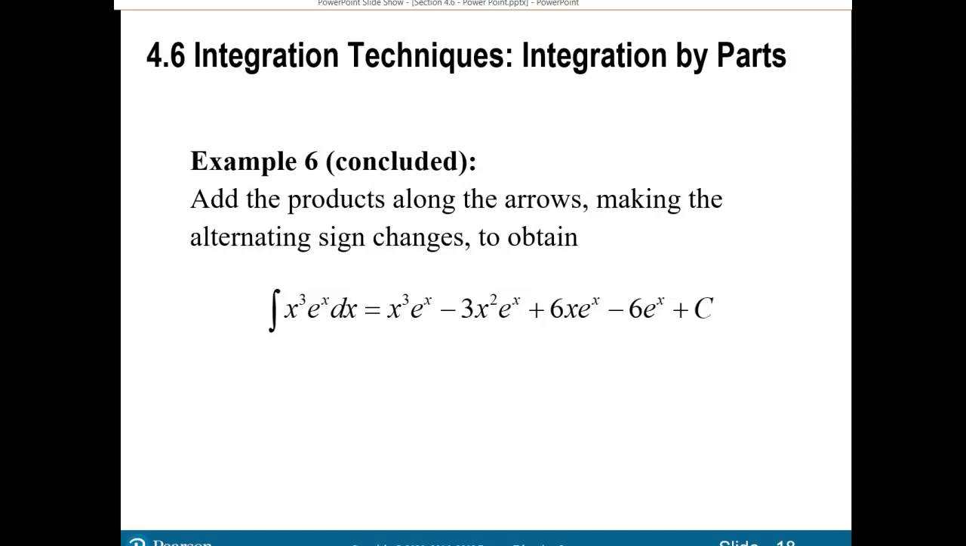So that's way faster and way more convenient than having to do parts 3 times. I could have done the same method for the previous problem where I had to do parts twice. I could have shortcut it using this method instead.